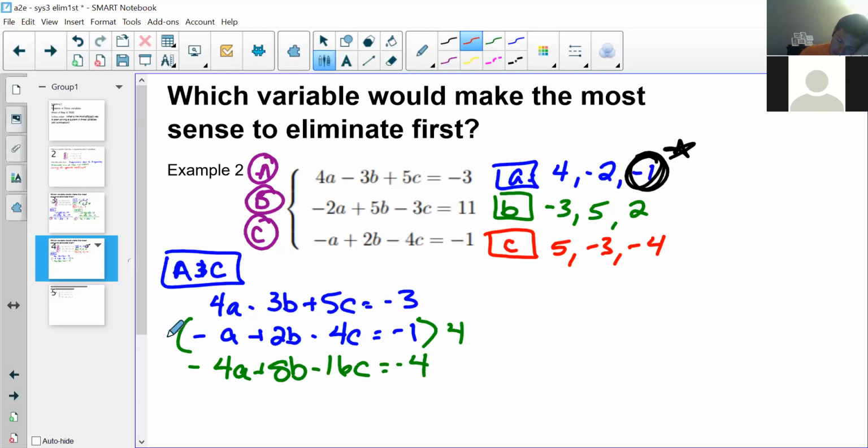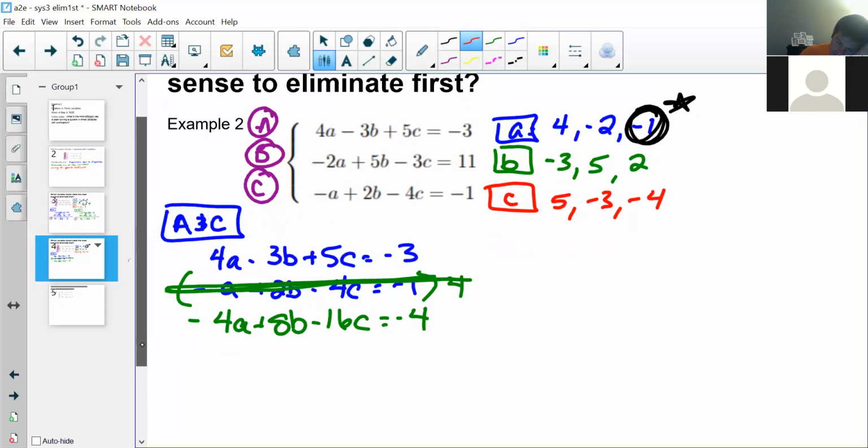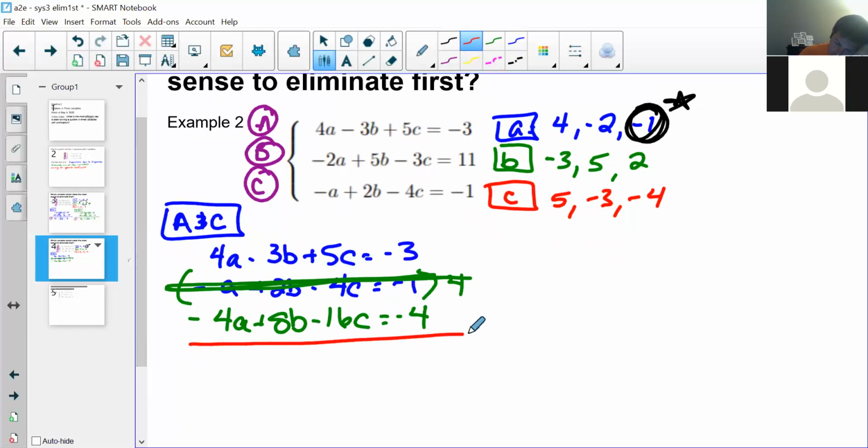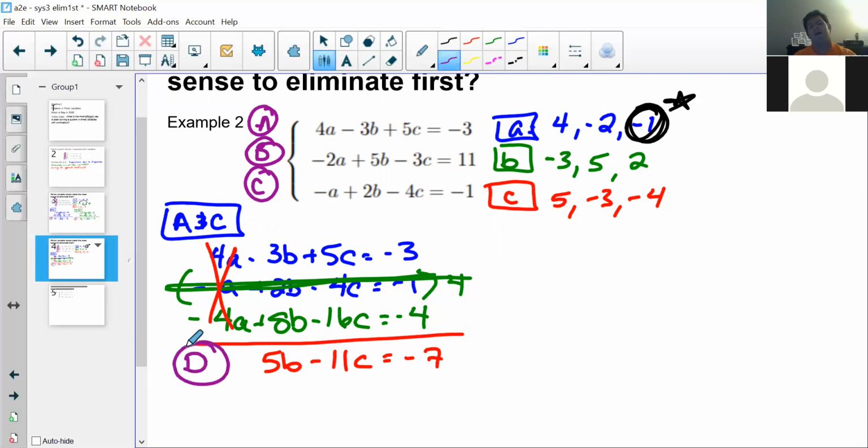I like to just cross that out so I'm no longer looking at that. And now I can see 4A minus 4A, that would give me 0A, which would eliminate out, which is fantastic. That's what we're trying to do here. -3B plus 8B would be 5B. 5C minus 16C would be -11C. And -3 minus 4 would be -7. Again, once I get this done and I eliminate the A here in this set, I'm going to give that another label of some sort. So if you're using numbers, it would technically be equation number 4. If you're using letters, here it's equation D.